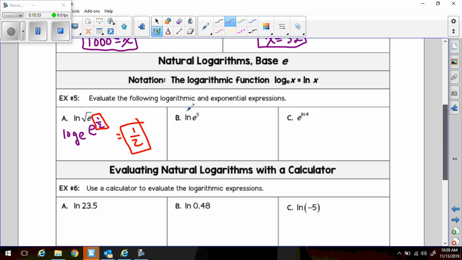Okay, this one is ln of e to the 5th power. That's the same as log base e of e to the 5th power. Remember, if our base and our expression are the same number, then we're going to be left with the power. Alrighty, let's try this. This is the opposite, e to the log base e, and remember these cancel, and we're left with the expression. So our value is equal to 4.